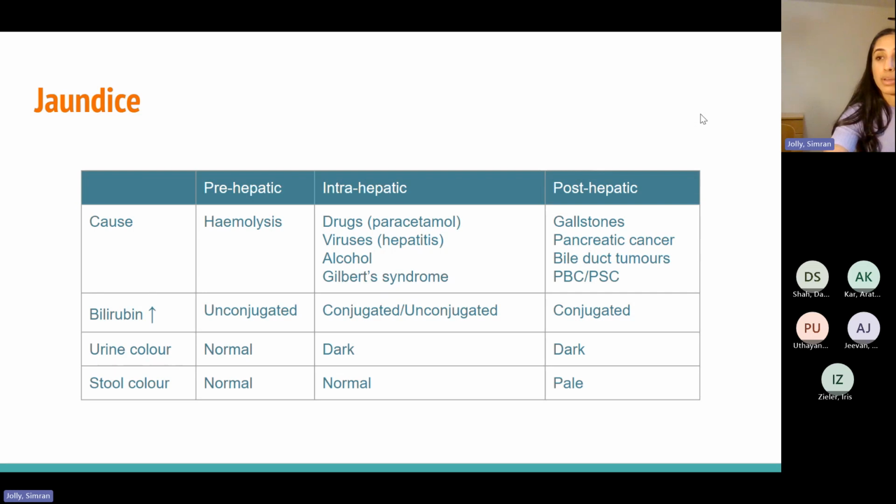So it's just worthwhile knowing for your SBAs or just for the future, where if you're clerking people and this is what they present with, you can get an idea of what their pathology might be and where it lies.